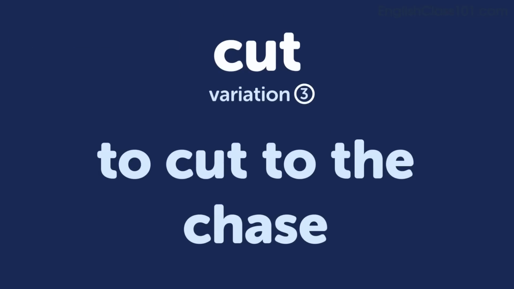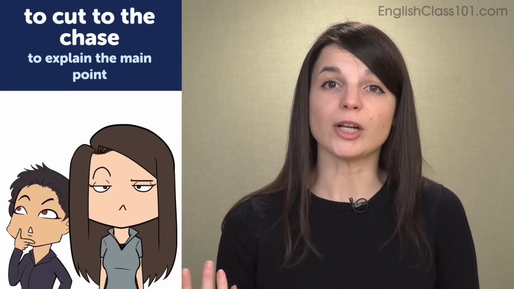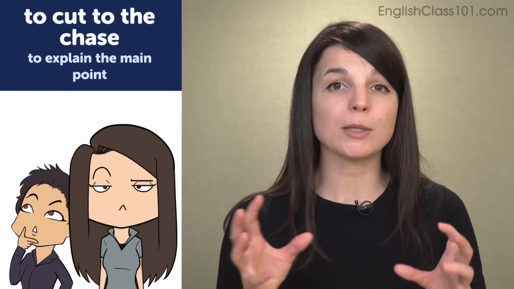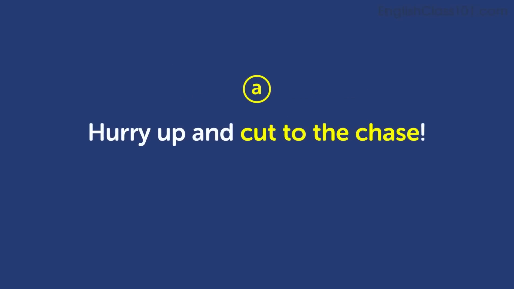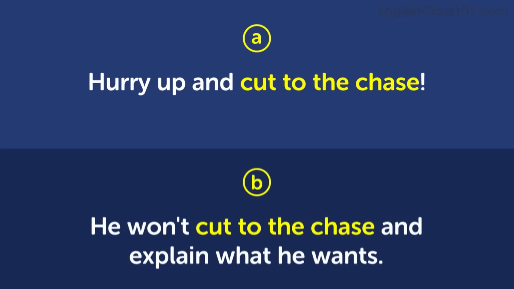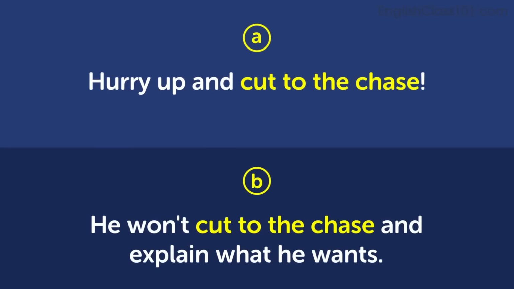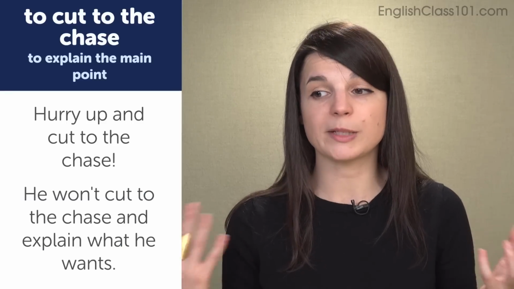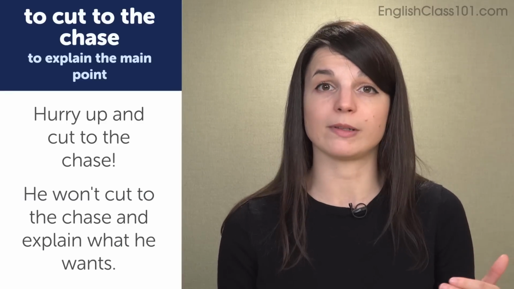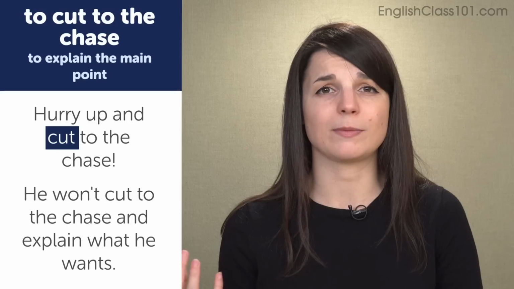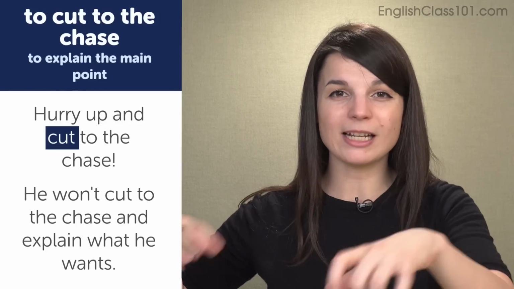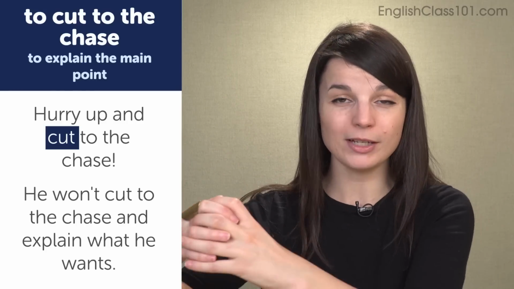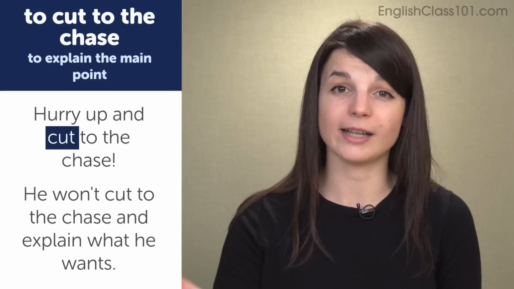The next variation for this verb is to cut to the chase. This is an expression which means to explain the main point of something, to explain the main idea of something. Examples. Hurry up and cut to the chase. He won't cut to the chase and explain what he wants. So quite simply, cut to the chase means to explain the main idea. In the first example sentence, hurry up and cut to the chase means hurry up and explain the thing you want to say. So if someone is saying many, many different things but won't say the main point, you can use this expression. Hurry up and cut to the chase.